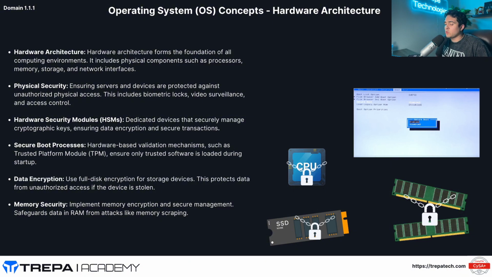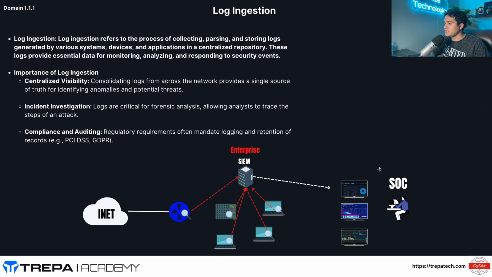We have HSMs, hardware security modules, dedicated devices that securely manage cryptographic keys, ensuring data encryption and secure transactions. Maybe our hard drives, our SSDs, our NVMe drives. We want full disk encryption on them. We want to put something like BitLocker on our enterprise to protect our data at rest. We also have memory security, implementing memory encryption and secure management. Things like the XD bit or the NX bit or ASLR, something that can protect our data in use, our data in process, which is like our RAM, our memory, CPU.